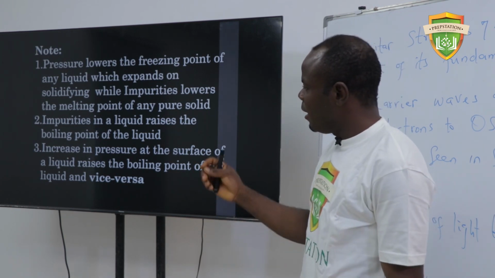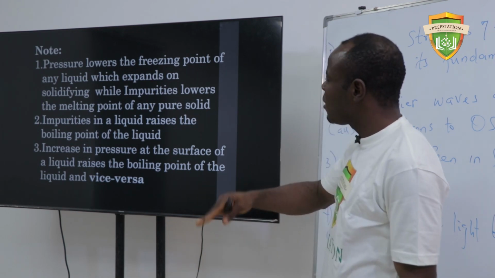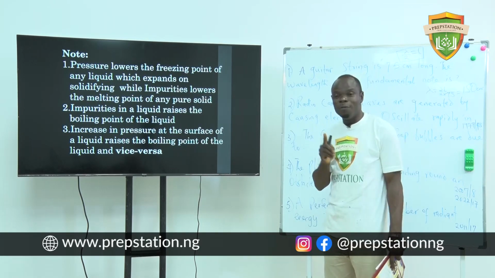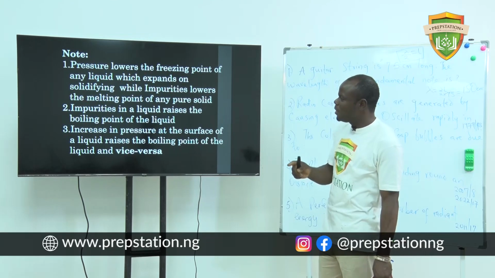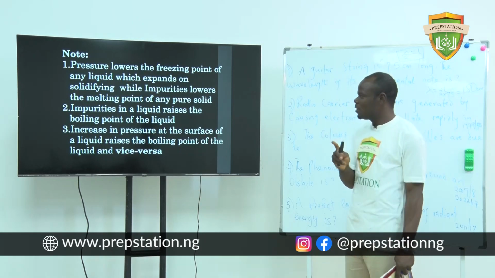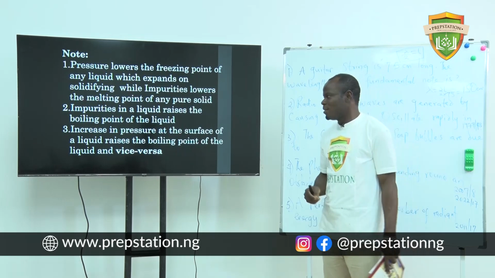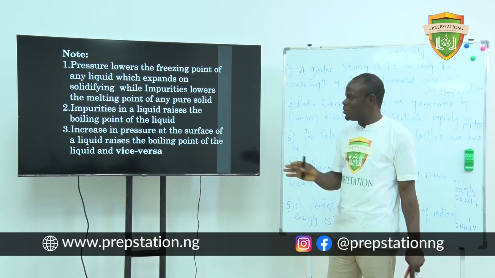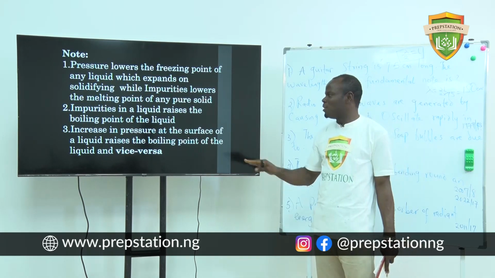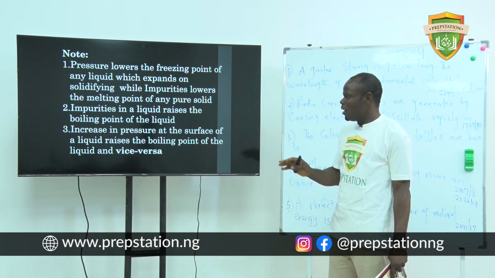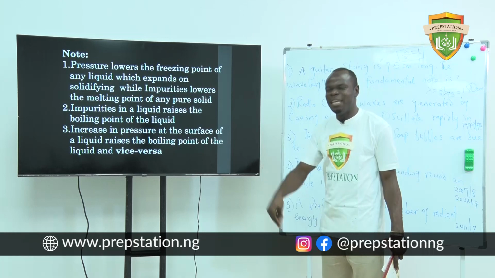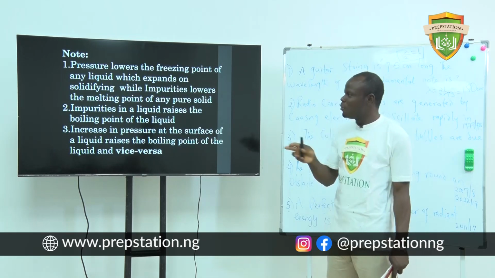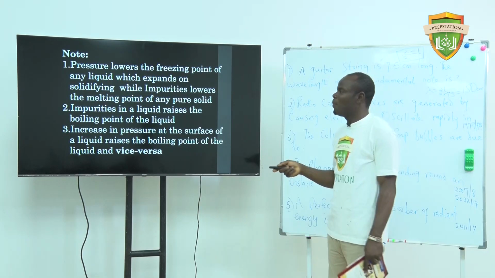Now let's look at point 3. It says, increase in pressure at the surface of a liquid will raise the boiling point of the liquid. I repeat again, increase in pressure at the surface, take note, of a liquid raises the boiling point of the liquid. And vice versa. That means we can say now that decrease in pressure at the surface of a liquid will reduce the boiling point of the liquid. So the question can come either way. Take note of the 4 points that are up here.